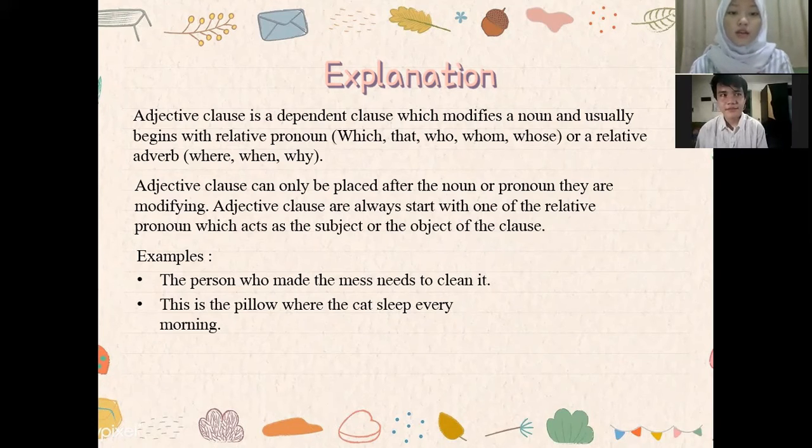An adjective clause can be placed after the noun or pronoun it is modifying. Adjective clauses always start with one of the relative pronouns, which act as the subject or the object of the clause. For example: the person who made the mess needs to clean it. This is the pillow where the cat sleeps every morning.